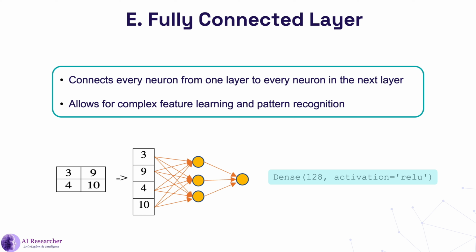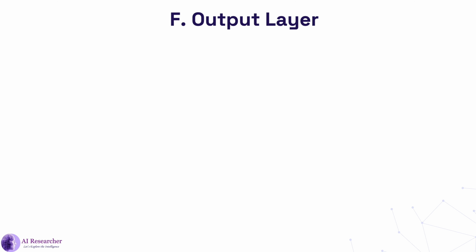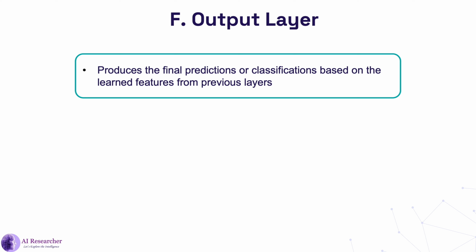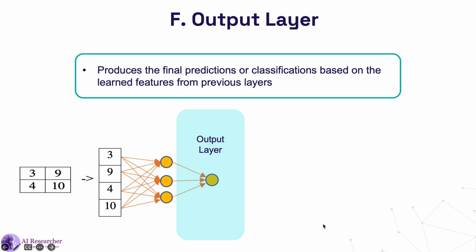Next layer, and the last layer of a convolutional neural network, is the output layer. This layer is responsible for generating the final prediction, or we can say classification, based on the features learned from previous layers of the network. You can see it here, the final output layer, and to implement the output layer we are going to use the Dense function, which has 10 units or 10 neurons, and the activation function is equal to softmax. Softmax is used because it outputs a probability distribution over 10 classes, and it ensures that the output values are between 0 and 1.